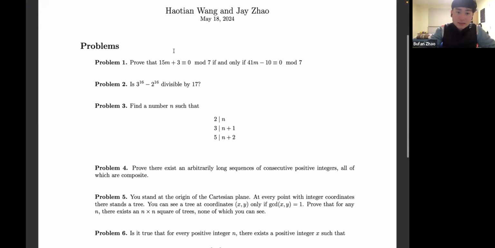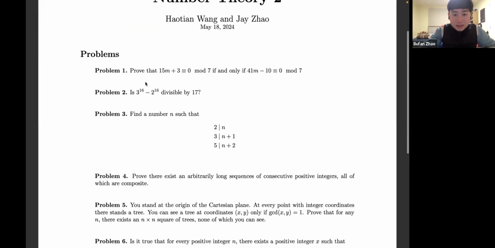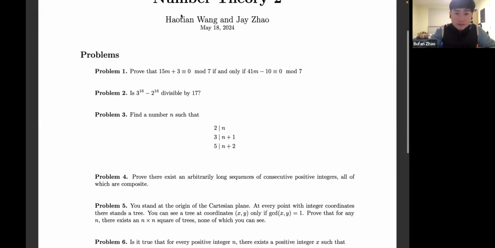Great. So today, basically all the problems except problem one are solvable by one of two theorems. The first theorem is named Chinese remainder theorem, and the second theorem is named Fermat's little theorem.